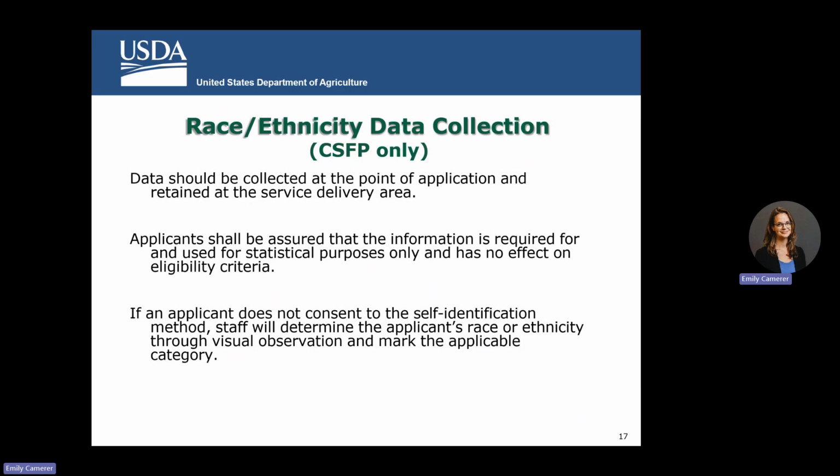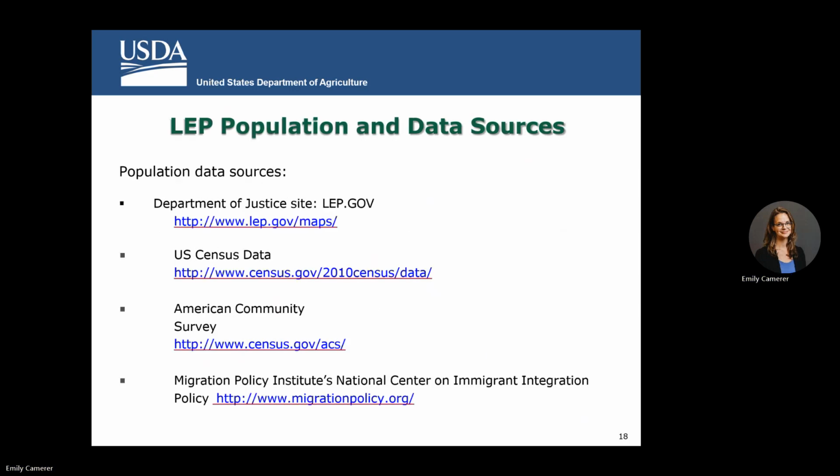Applicants must be assured that this information is solely for statistical purposes and does not impact their eligibility. If an applicant chooses not to self-identify their race or ethnicity, staff will determine it through visual observation and mark the appropriate category. You can also check out our hunger mapping data on our website or ask your agency services rep for more resources specifically about your local community, in addition to these population data sources.